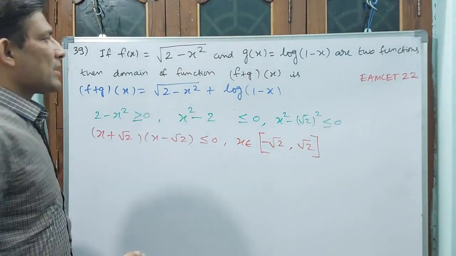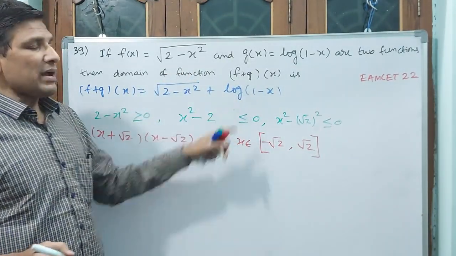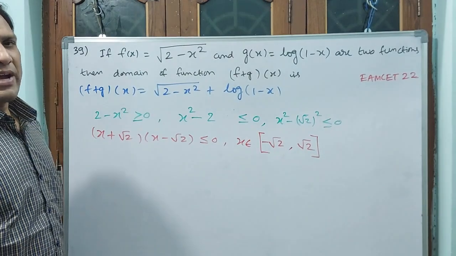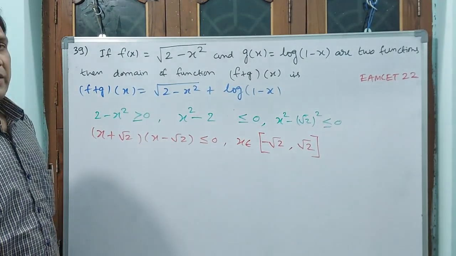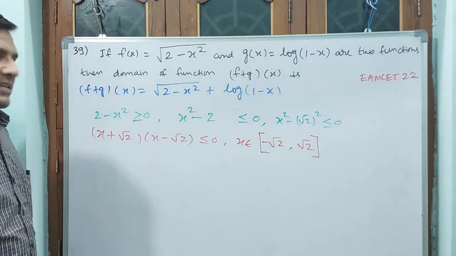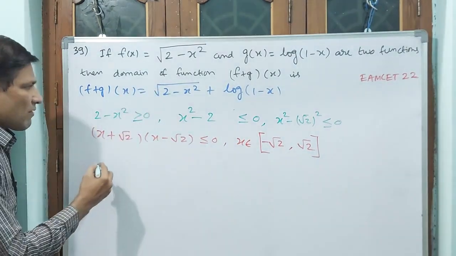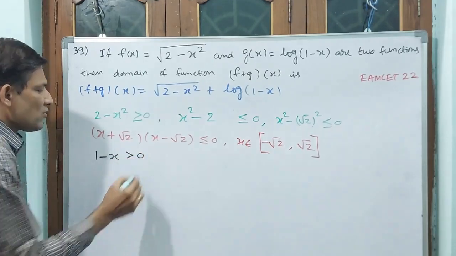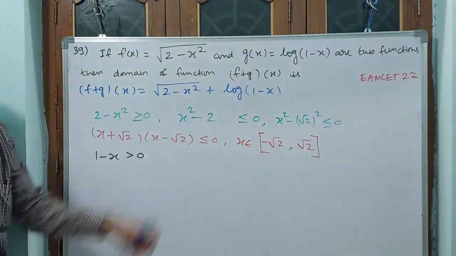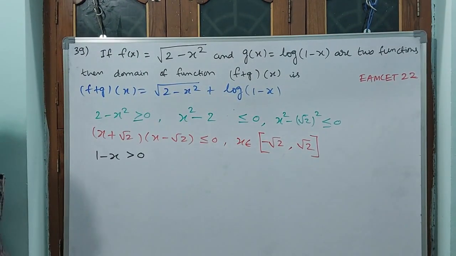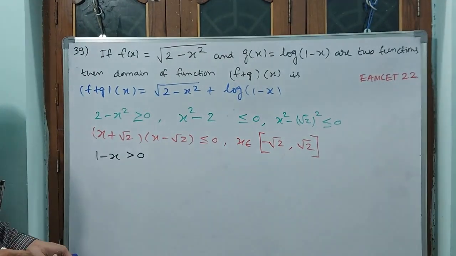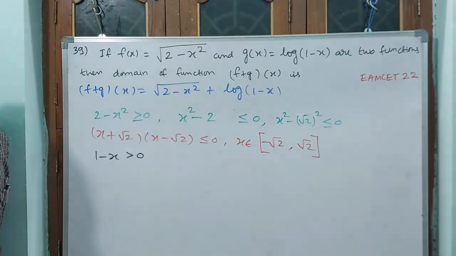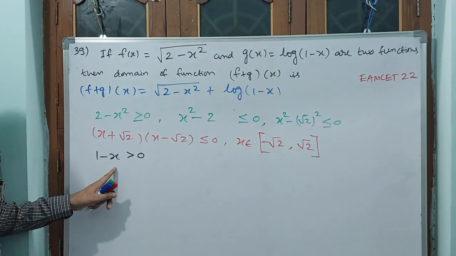Second function is logarithmic. See, they have not given any base. If they don't give any base, the base will be e. e value is almost 2.718. That means greater than 0 and greater than 1 are both satisfied. Okay. See what I am writing. 1 minus x should be greater than 0. Why? Because in log you should not give negative values as input. 1 minus x should always be greater than 0. Base is already greater than 0, that is not a problem. Is it correct? Definitely correct.